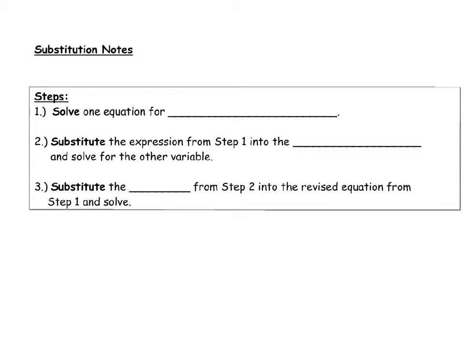Next, we're going to look at how to solve using substitution. So to solve using substitution, you're going to solve one equation for y or x, and then you're going to substitute the expression from step 1 into the second equation and solve for the other variable. And then you're going to substitute the answer from step 2 into the revised equation from step 1 and solve. So let's look at what those steps look like in an actual example.